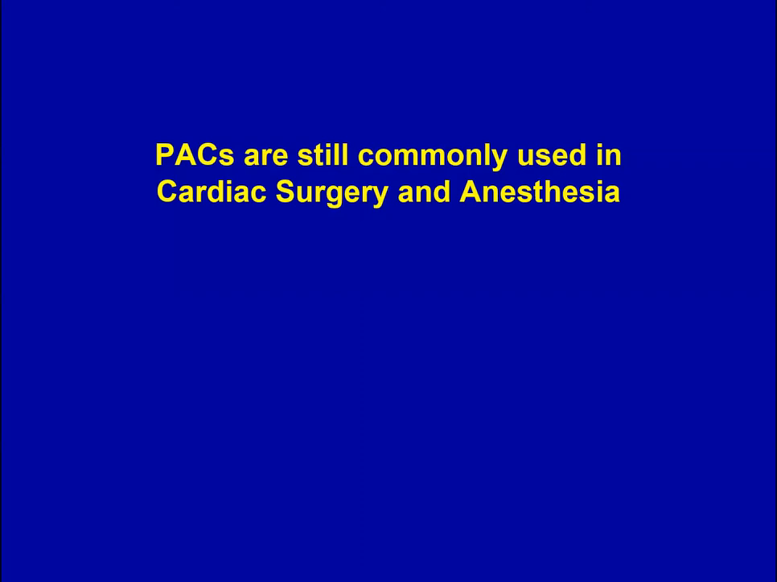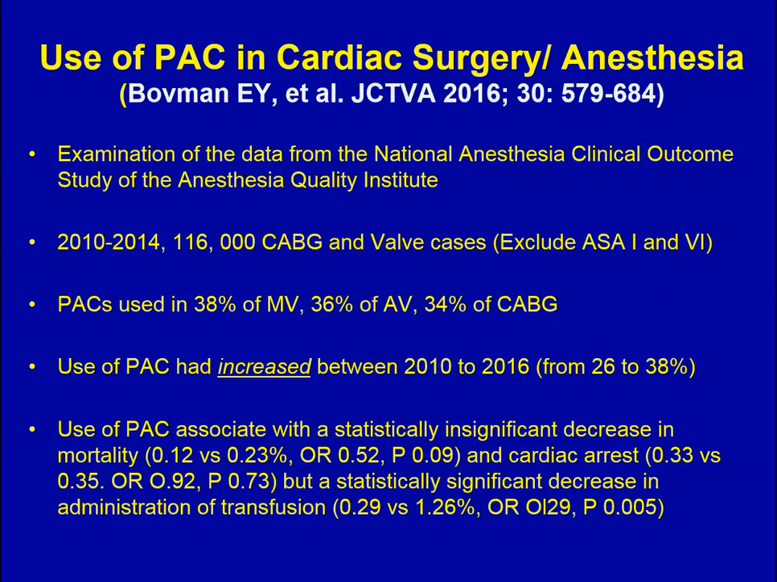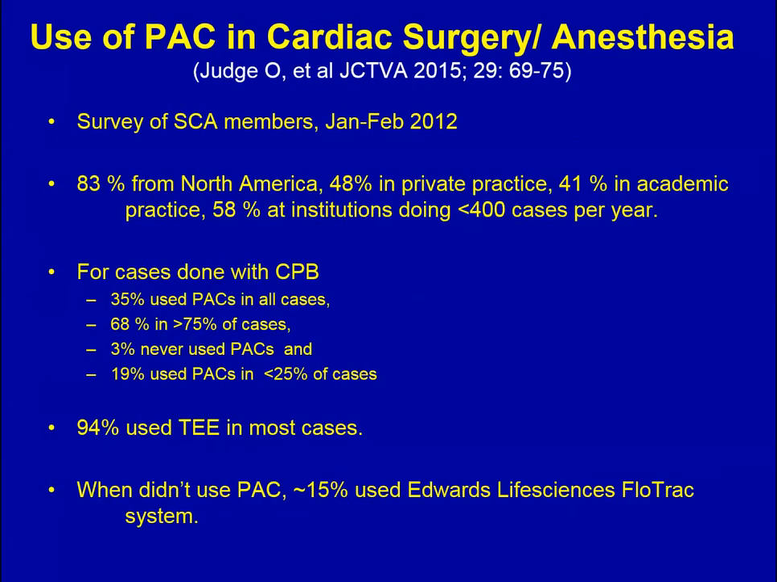Notably, pulmonary artery catheters are still commonly used in cardiac surgery and anesthesia. In this study from the National Anesthesia Clinical Outcome Registry of the Anesthesia Quality Institute, covering over 116,000 patients undergoing CABG or valve surgery, they found that pulmonary artery catheters were used in about 35% of all of these cases. Furthermore, interestingly, the use of PA catheters had increased between 2010 and 2016 from 26% to 38%.